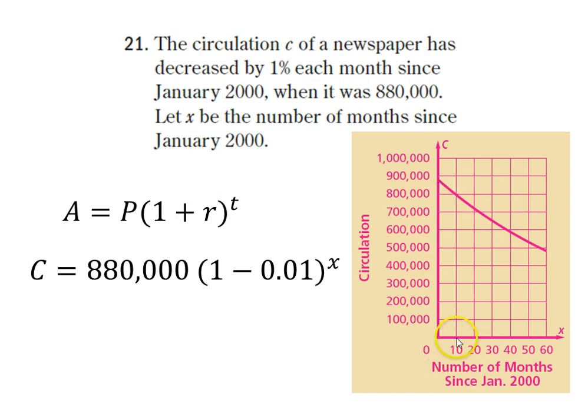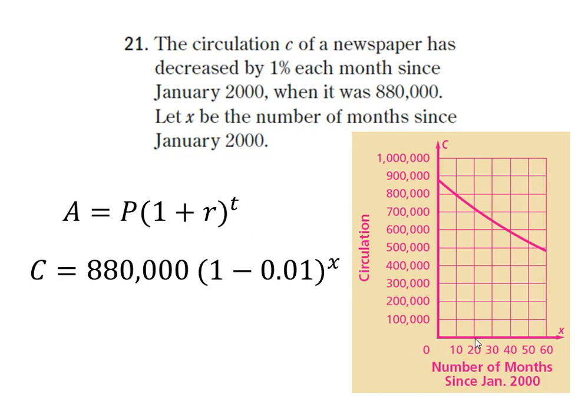When we plug in 10 months after January of 2000, we get something out around 800,000. And again, plug that into a calculator to find out exactly what that value is, because I don't know what 1 minus 0.01 to the 10th power is. So do that in the calculator, multiply it by 880,000. According to our graph here, it's going to be somewhere around 800,000. So that means 10 months after January of 2000, the circulation was only around 800,000.